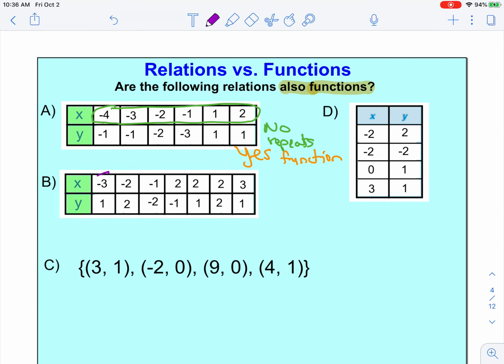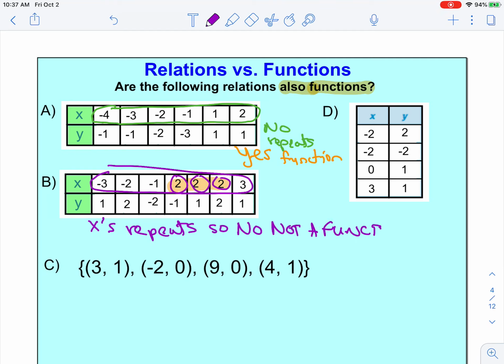So for question B, again, if you look at the x's, notice you have three 2's. So you have x's repeated. So no, it's not a function. So that's what we're looking at. That one is not a function. The first one was. This one was. So what about letter C?